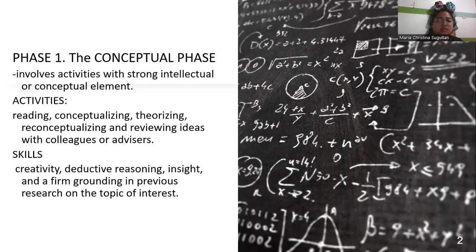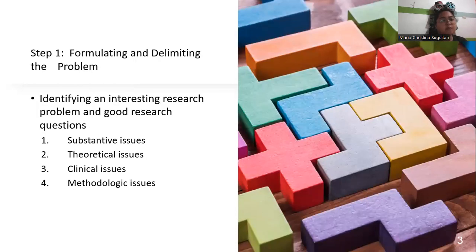Nag-theorize ka na. Then reconceptualizing or reviewing ideas with colleagues or advisors. Okay? Saan pa kayo makakuha ng mga, sa phase 1 nyo? Sa mga journals, books, and etc. Okay? Or the other researches. Or the EBP. Di ba? Then, skills, creativity, deductive reasoning, insight, and a firm grounding in previous research on the topic of interest. So, the step 1 is formulating and delimiting the problem.